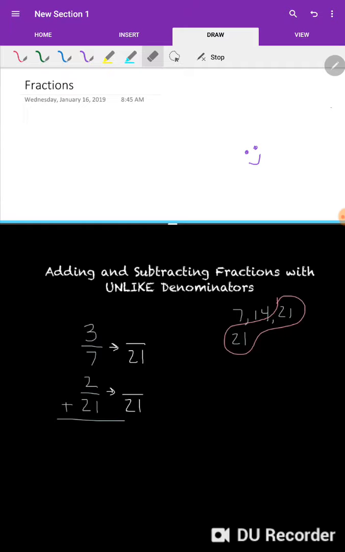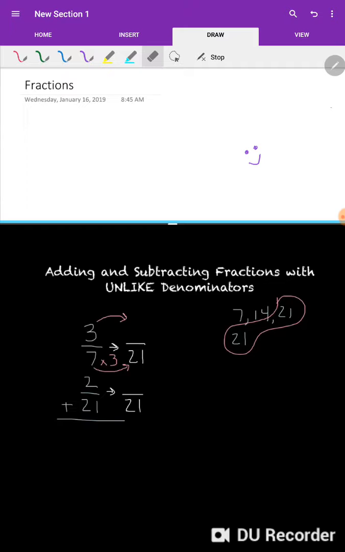Now, here's what you need to do. We need to figure out how we changed it. So how did we get from 7 to 21? Well, if you know your facts, you know that you did times 3. If you're not very good with your facts, you can look over here. I did times 1, times 2, times 3. So I need to do the same thing on the top.